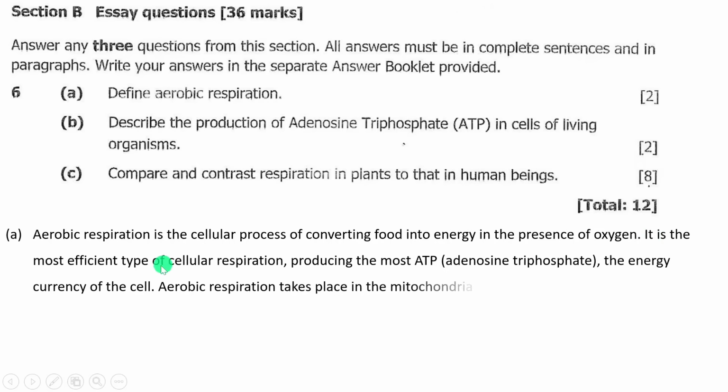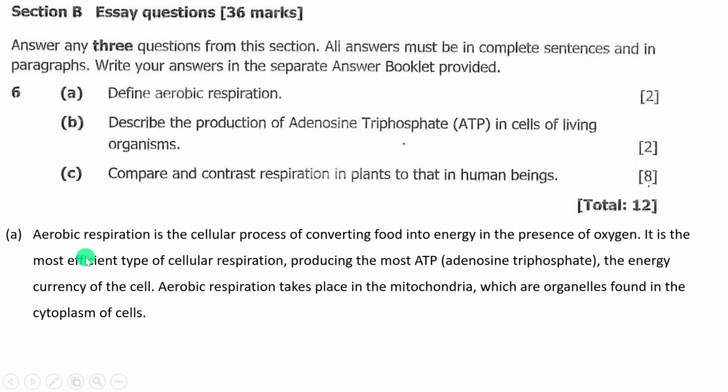It is the most efficient type of cellular respiration, producing the most ATP, adenosine triphosphate, the energy currency of the cell. Aerobic respiration takes place in the mitochondria, which are organelles found in the cytoplasm of cells. So you get 2 marks for this explanation.